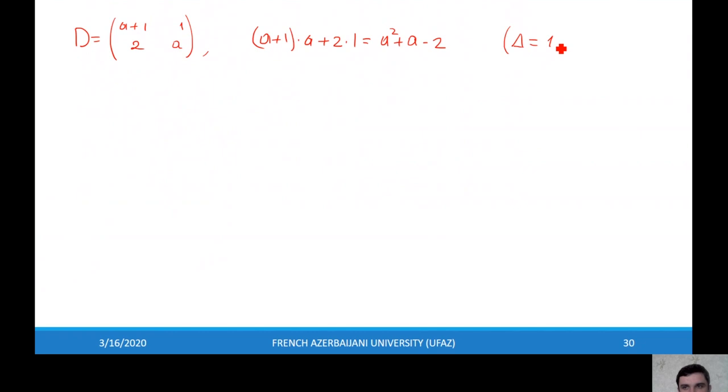Let's find the inverse of D. D is [a plus 1, 1; 2, a]. First, we calculate the determinant of D. The determinant will be (a plus 1) times a minus 2 times 1, which is equal to a squared plus a minus 2. The discriminant will be 1 plus 8, which is 9.